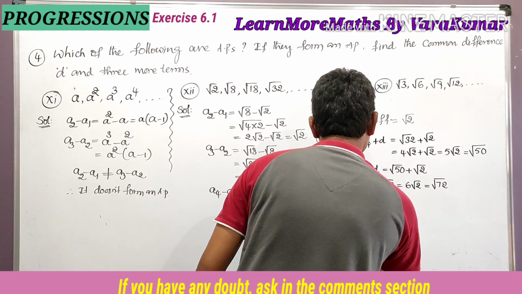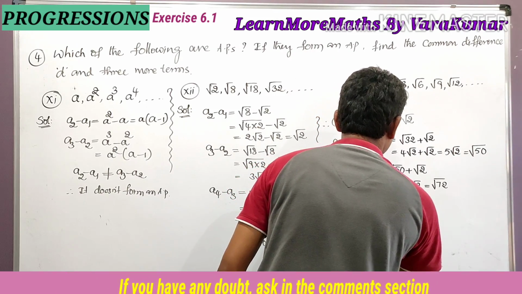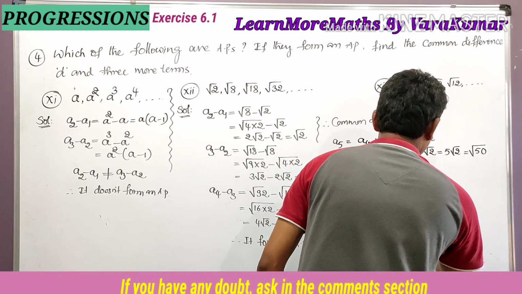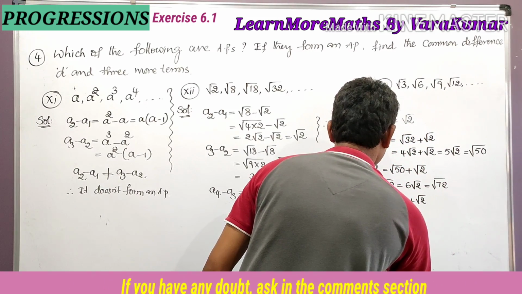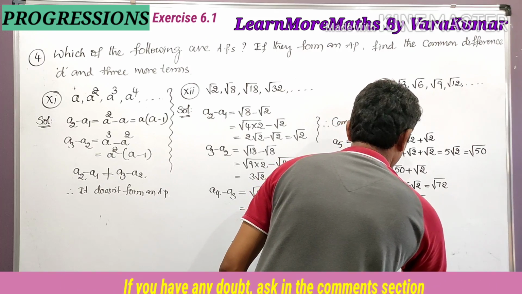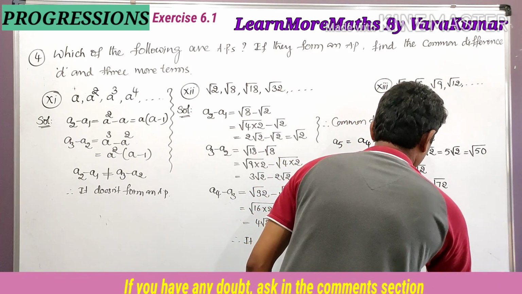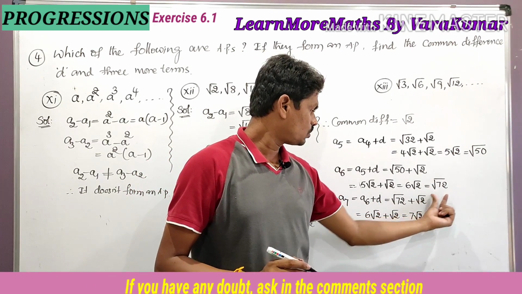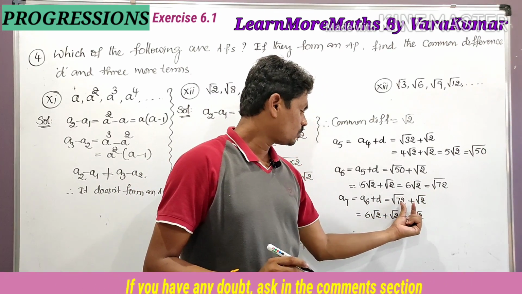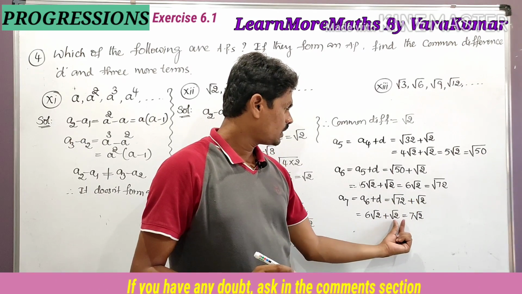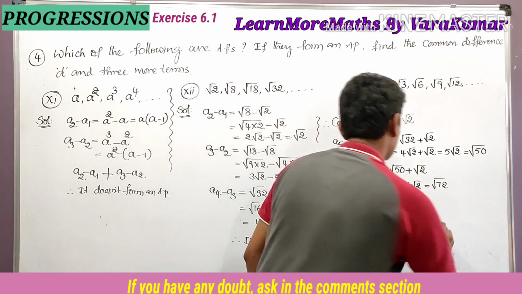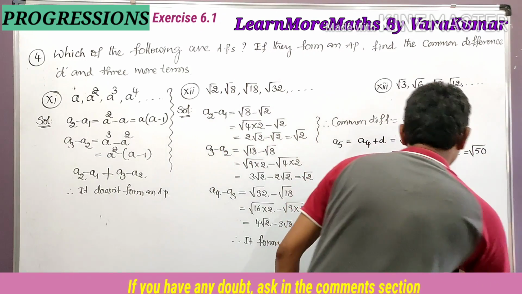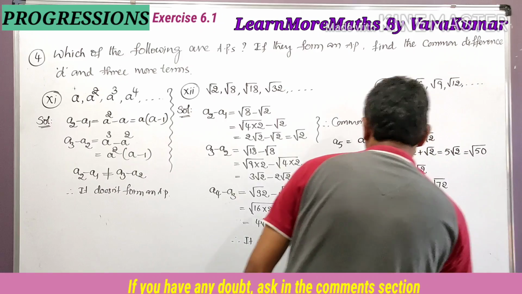Next, a7 is equal to a6 plus d, that is root 72 plus root 2. Root 72 can be written as 6 root 2, plus root 2, which is 7 root 2. If you take 7 inside the root, it becomes 49 into 2, 98, root 98.